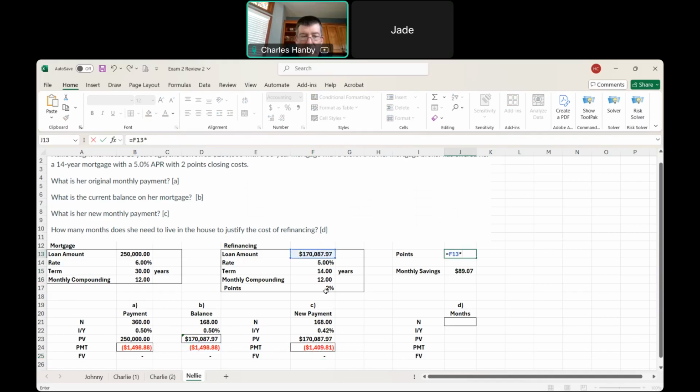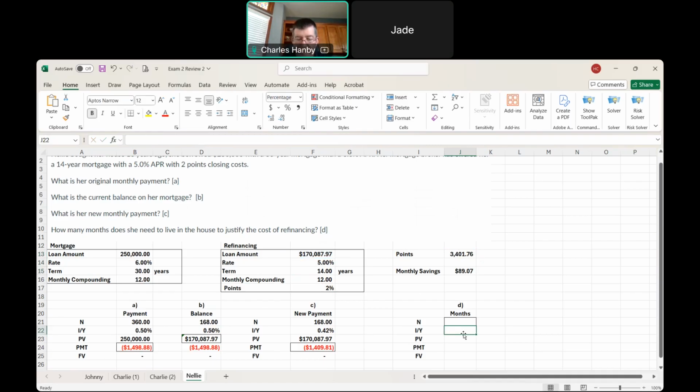So the points is the loan amount times 2%. 1 point is 1%, so 2 points is 2%. So the points is $3,400.76. We're assuming that you're not financing the points.